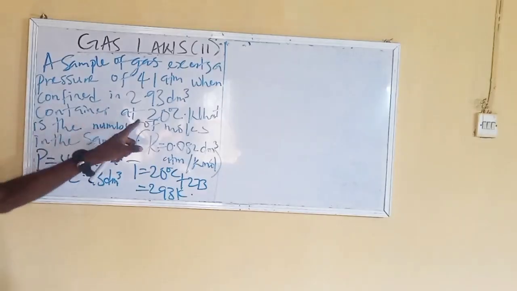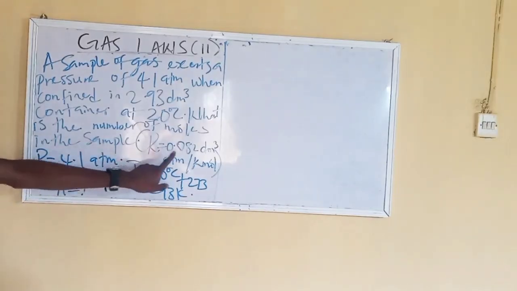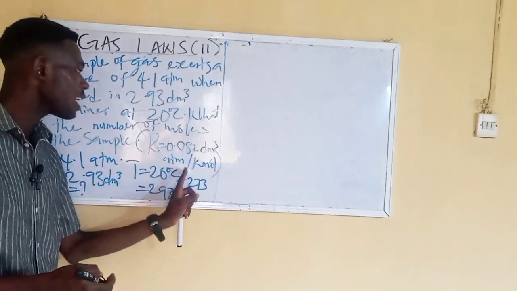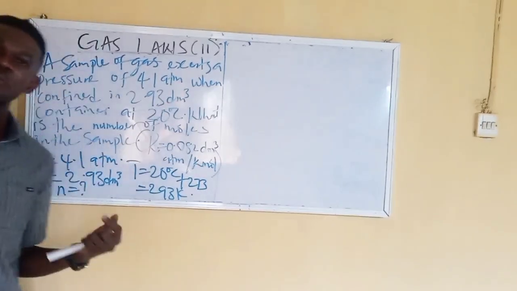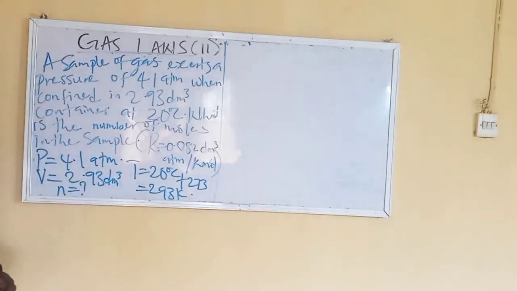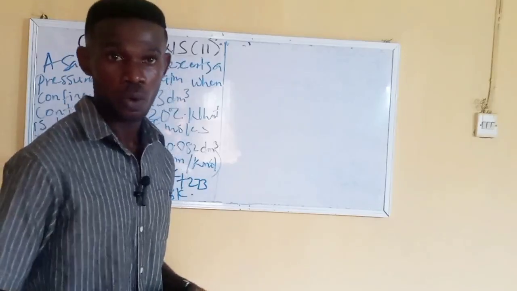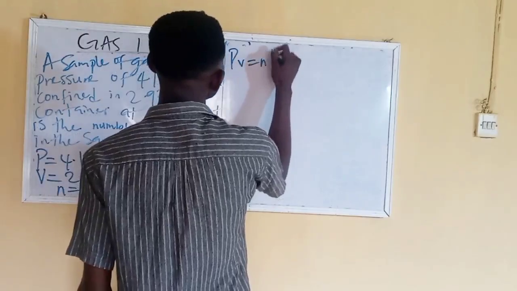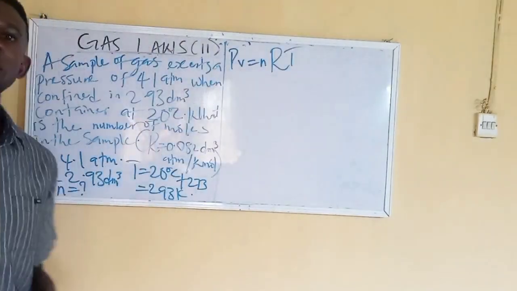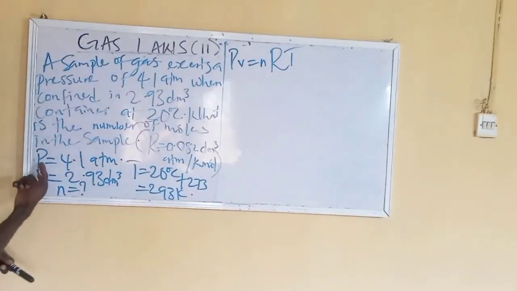Then the next thing is, what is the number of moles? What we are looking for in this case is our number of moles, given that our R is 0.082 dm cube atmosphere per Kelvin per mole. So what is the accurate formula to work with when all those parameters are given? The formula to work with here is the ideal gas law: PV = nRT. Now we've written this, we can start substituting.